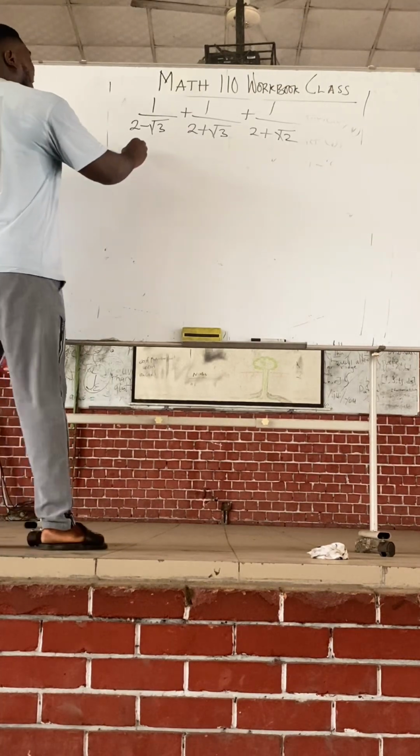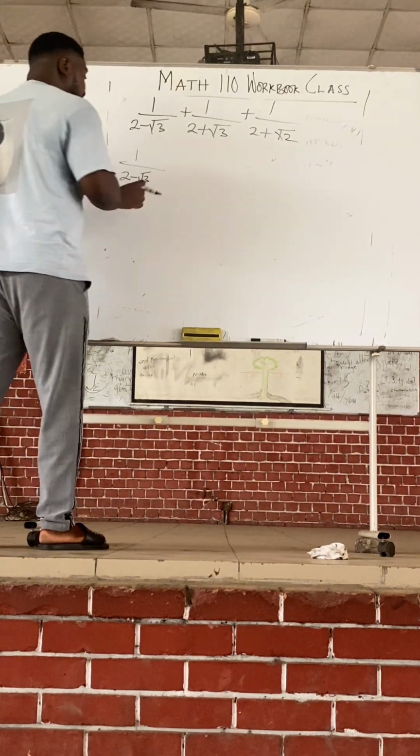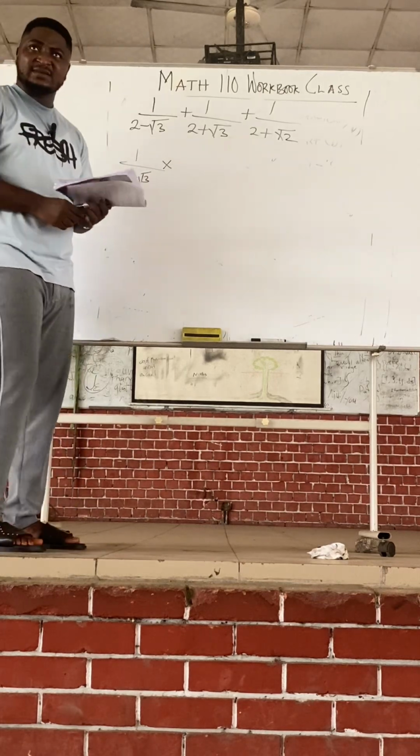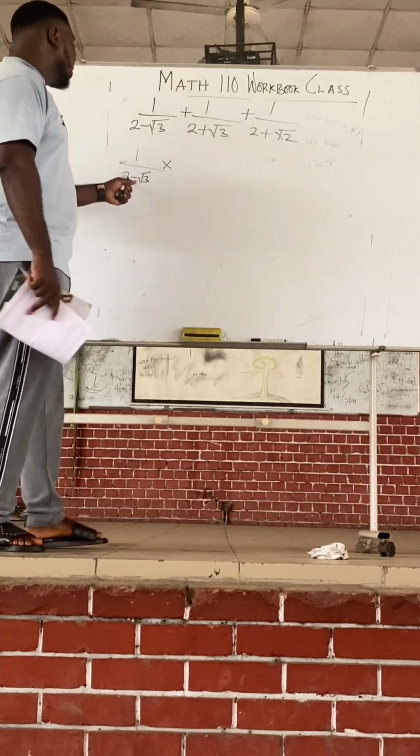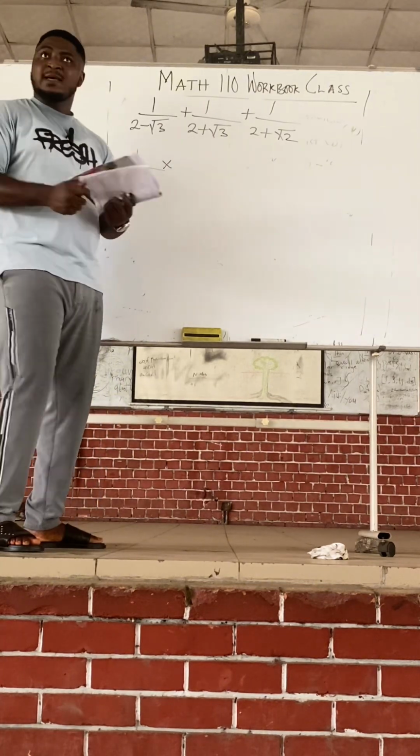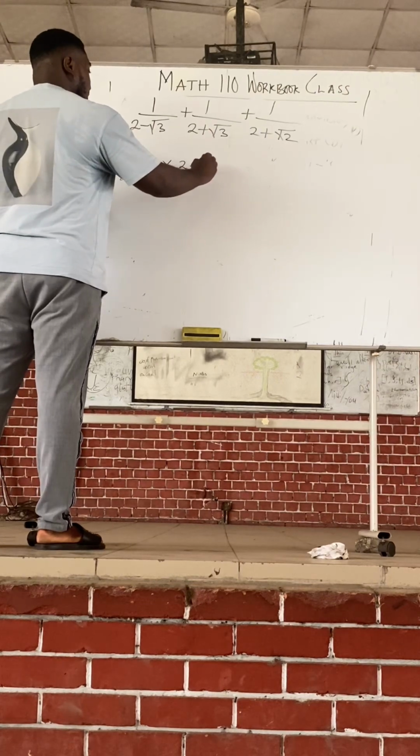If I rationalize 1 over 2 minus root 3, class, to rationalize a surd is to multiply both up and down by the conjugate of the surd. Follow carefully. Class, the conjugate of a surd is the opposite value of the surd. The opposite sign of the surd. Class, if a surd is 2 minus root 3, the conjugate will be 2 plus root 3.